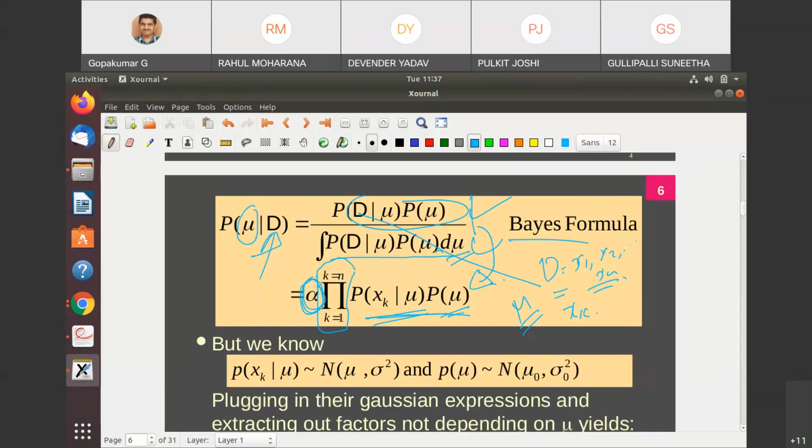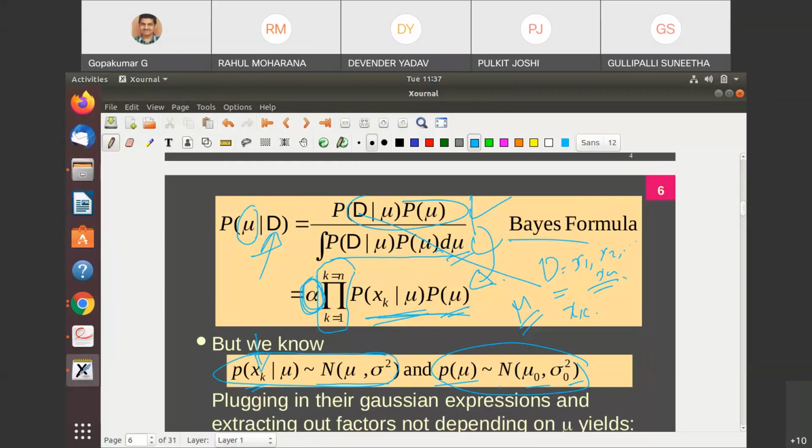Okay, and we already know from earlier that we are given the probability of xk given mu, which is approximated by a normal distribution. We are assuming mu and sigma square, and we assume that mu is also a probability distribution with a corresponding mean value mu 0 and sigma 0 square. The original mu and sigma are with respect to this one. Actually, we are trying to find out this one. So that is actually the idea.